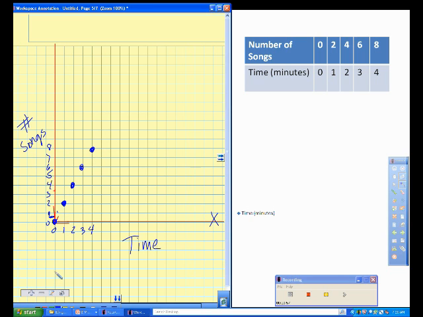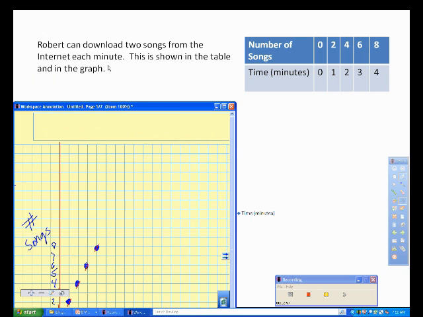Now, it's also important to note, you guys have seen graphs before where the dots are connected in between, and it looks more like a line graph. Let me explain to you why I'm not going to do that this time. Now, the question says that Robert can download 2 songs from the internet each minute. That leads me to believe, probably, that if I can download 2 songs in 1 minute, then I can probably download 1 song in a half of a minute.